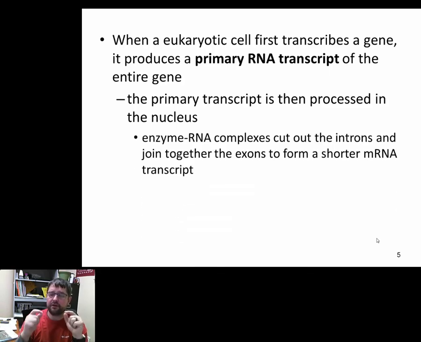Then we have a series of enzymes called snRNPs and spliceosomes that are going to come in and cut out the introns. So they remove all the non-coding portions and stick all the exons together. So the messenger RNA sequence starts off as an entire copy of the gene. And after all the introns have been removed, it's a really small sequence, which we call messenger RNA.